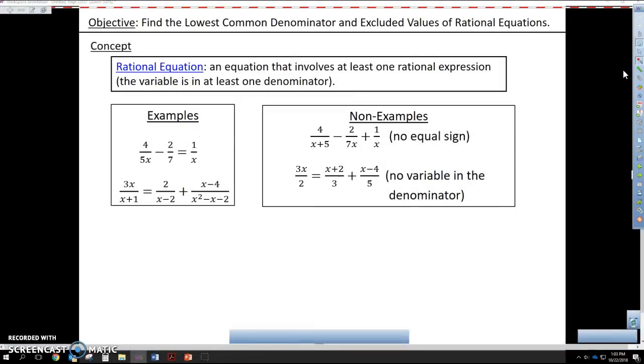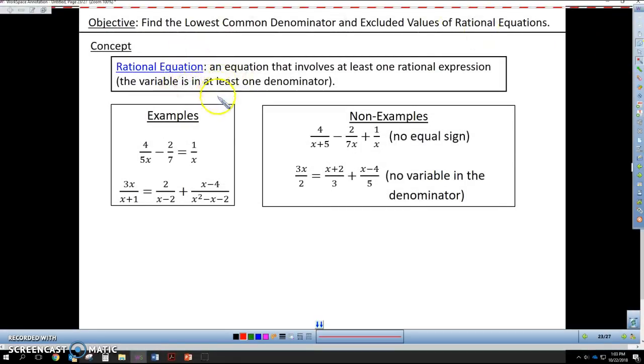To start off, I want to talk about what a rational equation is. A rational equation is an equation that involves at least one rational expression. So you can see some rational expressions here, and I have a variable in the denominator.